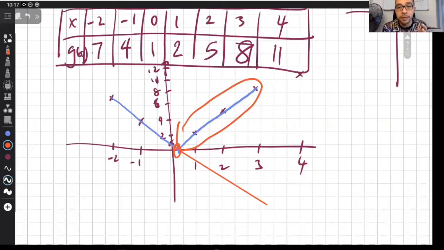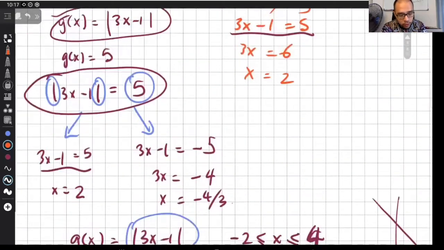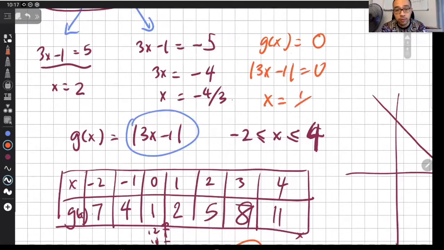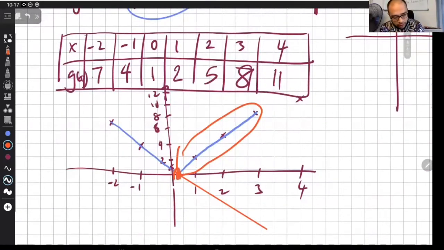I really don't see many people doing this. You can find this value if you want, when y equals to zero. It's not really important. You can write there, when g(x) equals to zero, so modulus 3x minus 1 equals to zero, so x equals to 1 over 3. Then you just mark down here in your graph, 1 over 3. It's optional. I don't think the marking scheme will really ask for that x value.